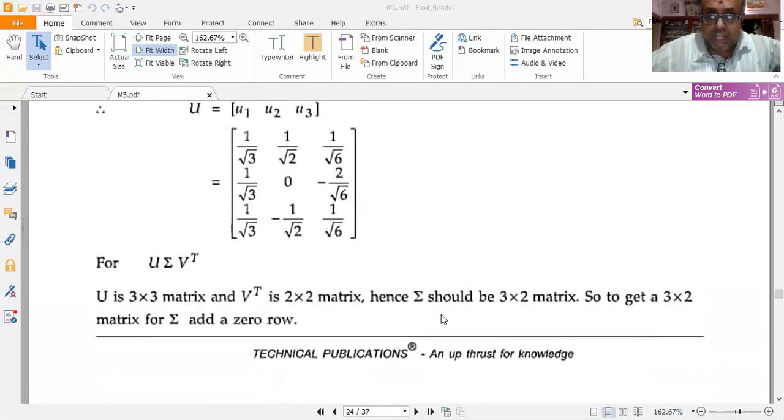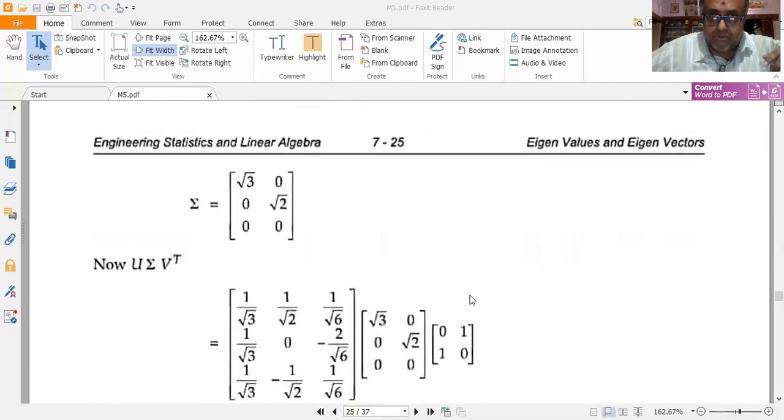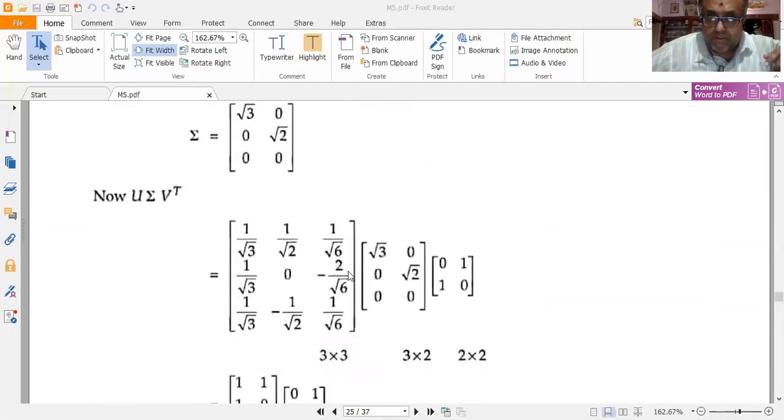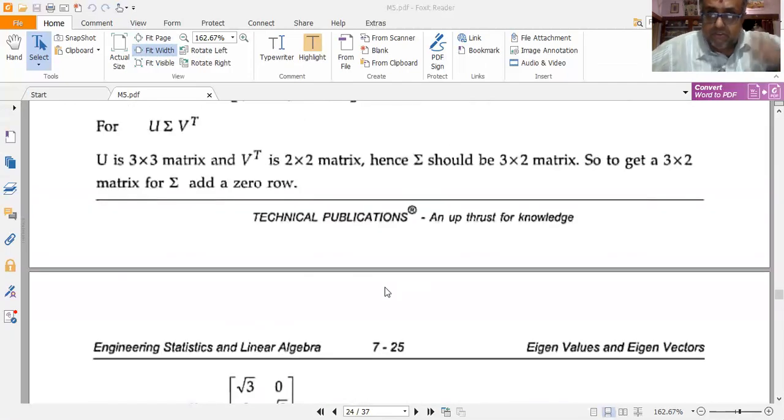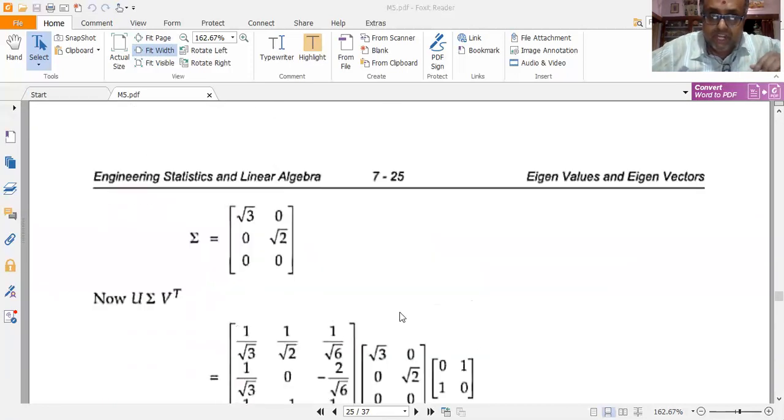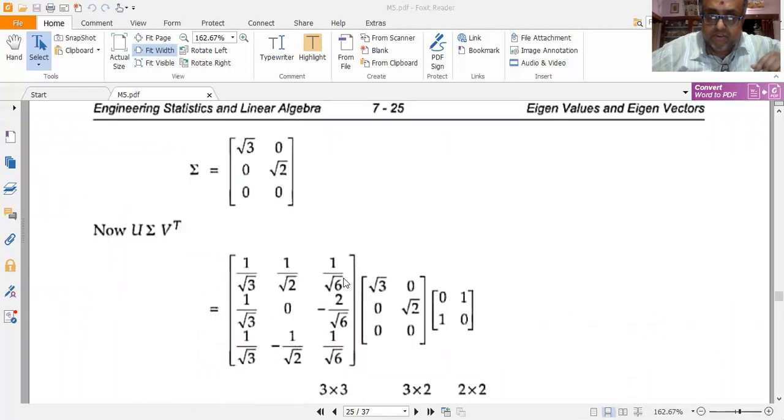So here I have got sigma to be a 3 cross 2 matrix. Sigma should be a 3 cross 2 matrix, but it is 2 cross 2. Root 3, 0, 0, root 2 is right, it would be 2 cross 2. So in order to make it a 3 cross 2 matrix, I should add another row consisting of 0 elements. So that's what I have added here. Sigma is equal to root 3, 0, 0, root 2, 0, 0.